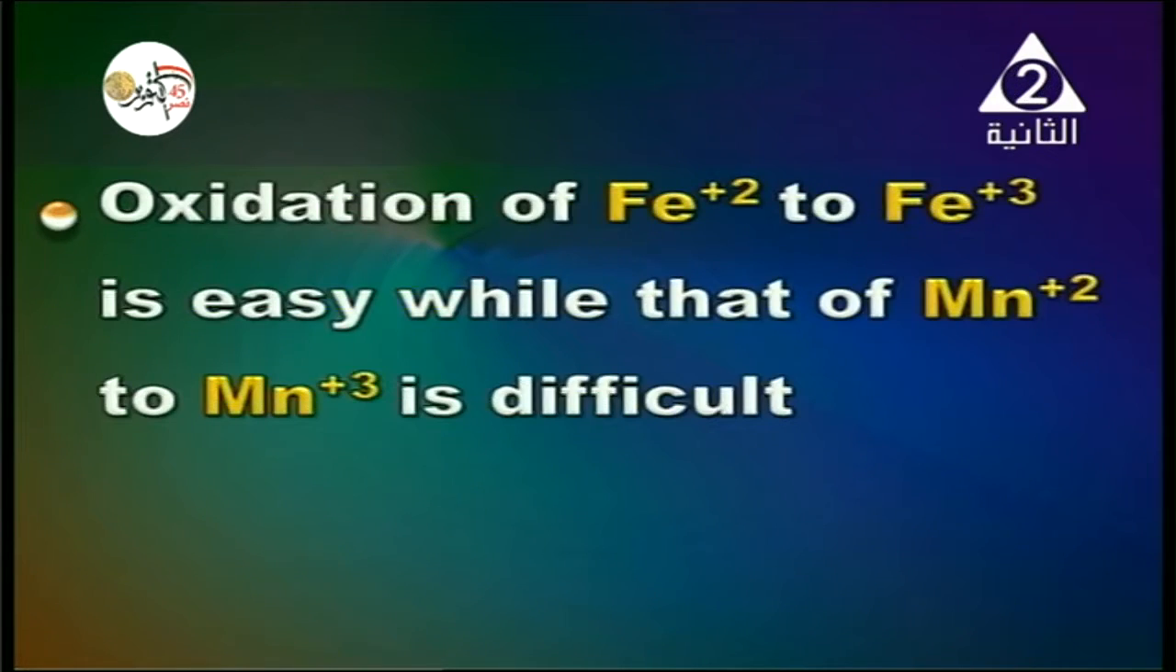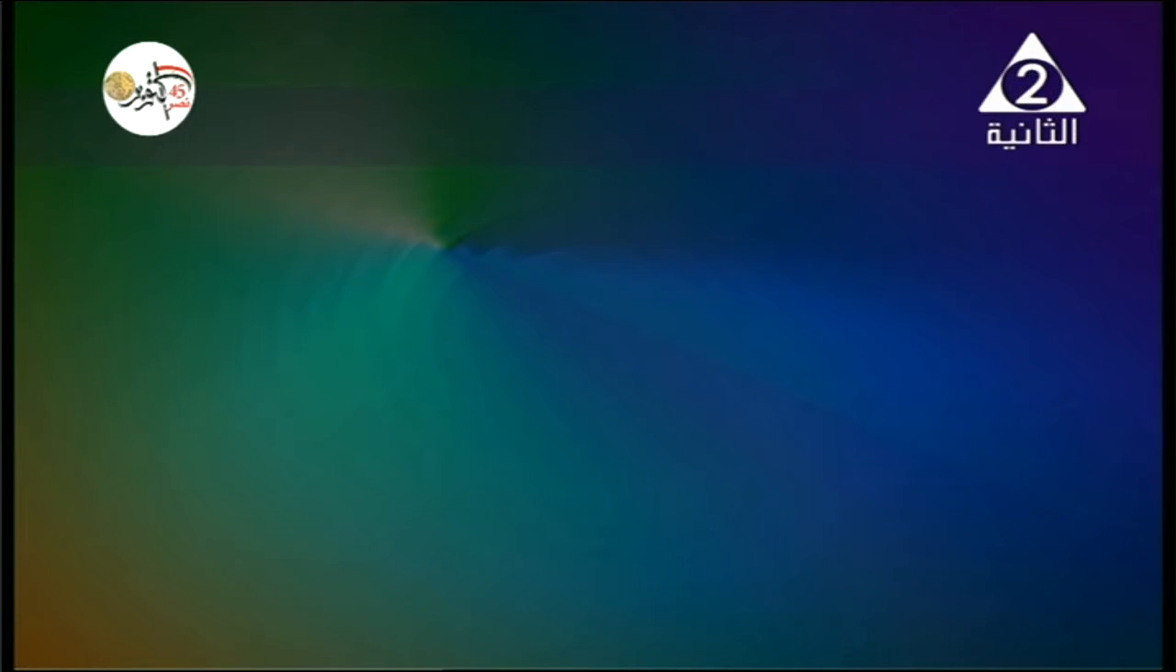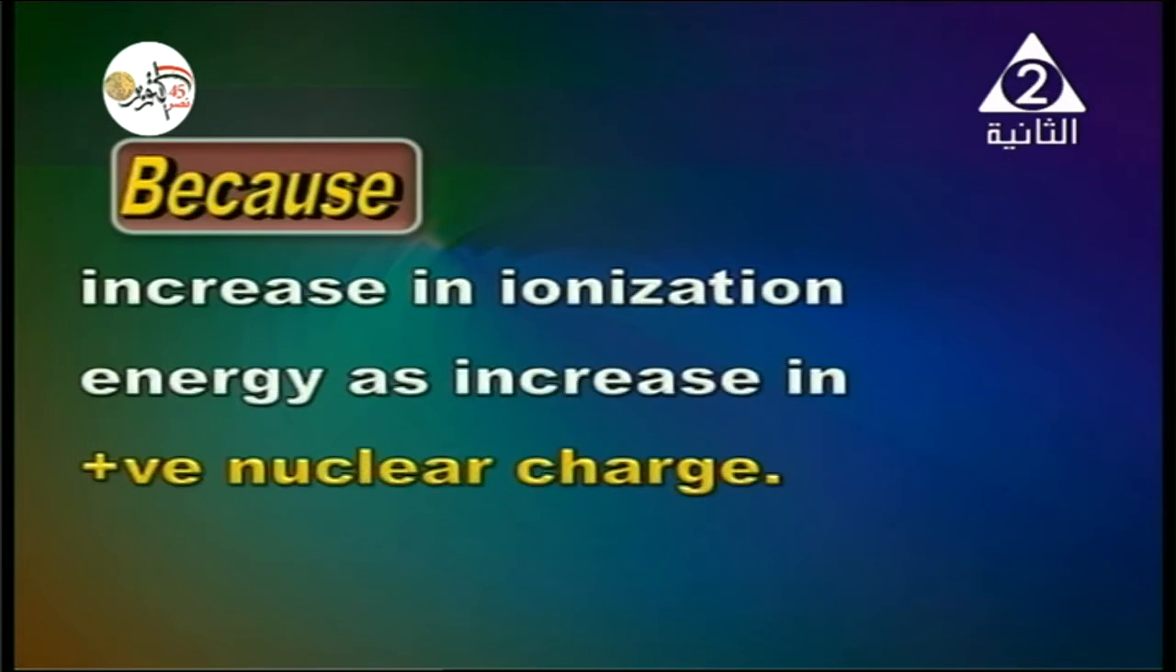Next point. The oxidation of iron positive 2 to iron positive 3 is easy, while that of manganese positive 2 to manganese positive 3 is difficult. The reason for that, the increase in the ionization energy as the positive nuclear charge increases.